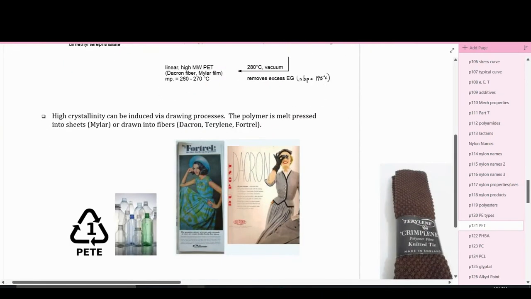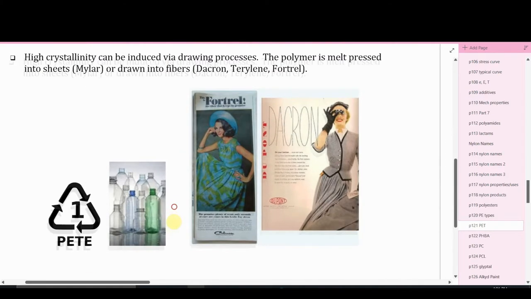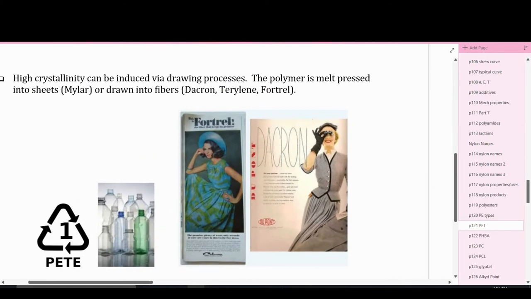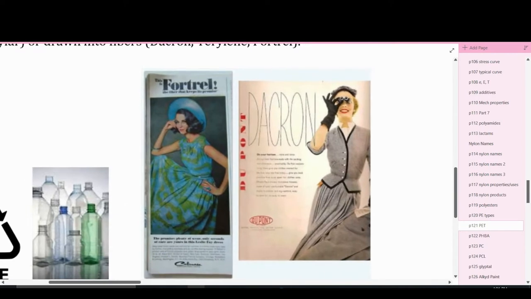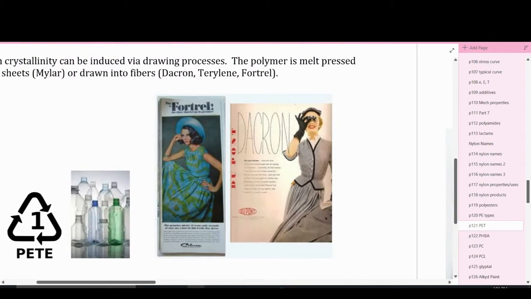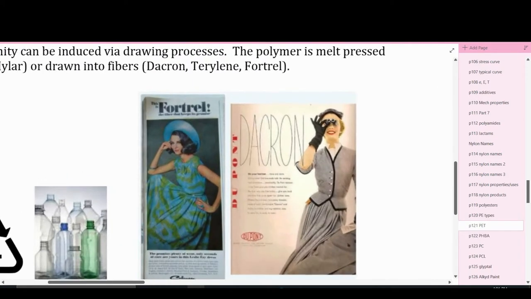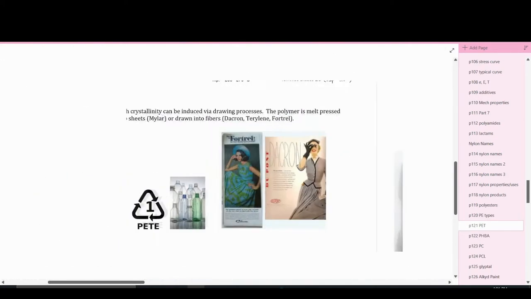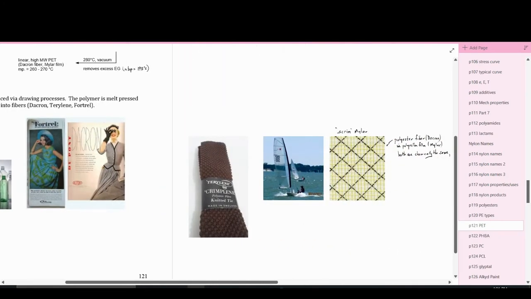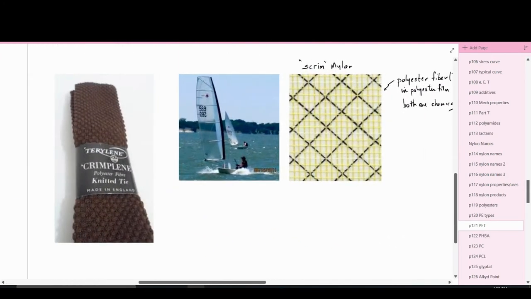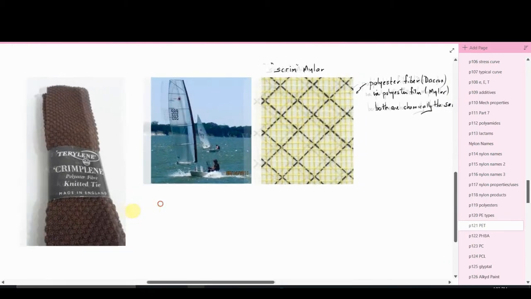And let's take a look at some of the images here. Again, polyethylene terephthalate pop bottles. Perhaps you're familiar with some fabrics. You ever go to Fabric Land? Fortrell is a trade name for polyethylene terephthalate fiber, as is Dacron and Terylene. Now, these are all chemically the same, polyethylene terephthalate, Terylene as SOX.